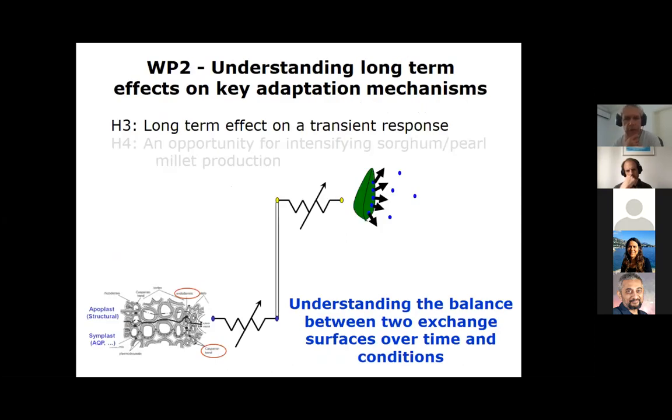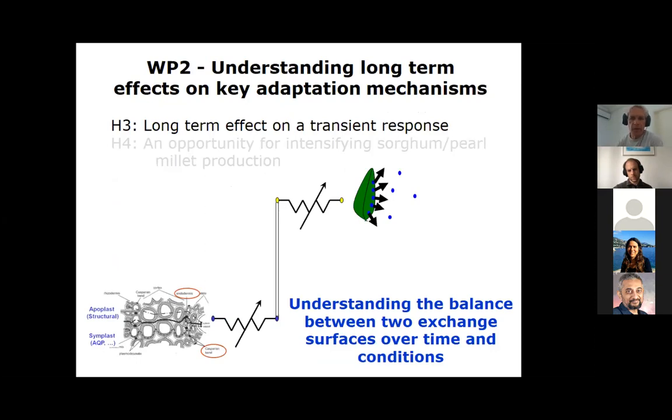In work package 2, we want to understand what happened in the long term, because when we do an experiment where we measure transpiration response to VPD, we put the plant in a growth chamber, we raise the VPD level and change it every hour, and we come and weigh the pots and measure transpiration. It takes a day and it's a very transient response.